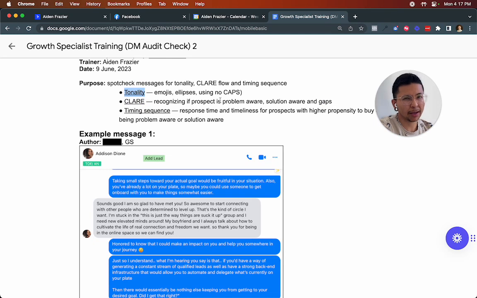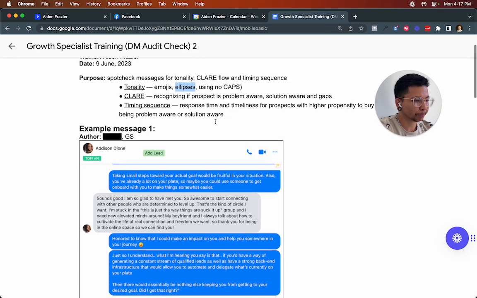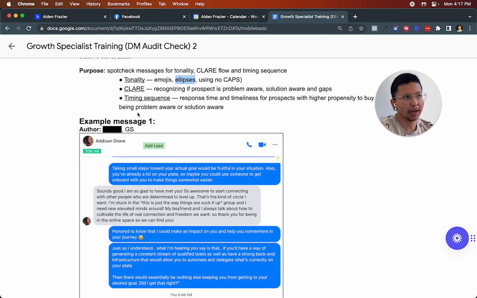In addition, tonality, so these would be nuances inside of the way that we are communicating: sentence structure, if we're leveraging emojis, if we're using ellipses, other types of punctuation, and our pacing, the way that we're communicating. So not sending large blocks of text, but simply mirroring the pattern of the way the other person is speaking, and also certain word choice.